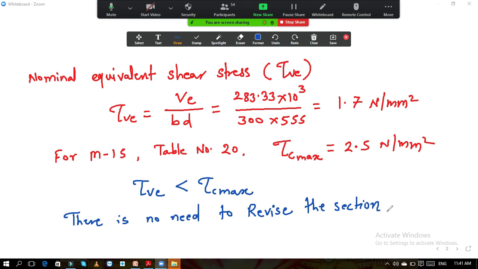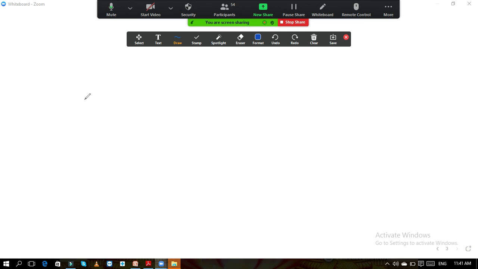If it is not added, then it is also okay. But here it is required for shear reinforcement, because for the shear reinforcement in this combined bending and torsion, sometimes the value of equivalent shear stress is greater than the maximum shear stress. So in that case, we need to revise the section. But here there is no problem. There is no need to revise the section. Okay. Now after this, again go to table number 19.